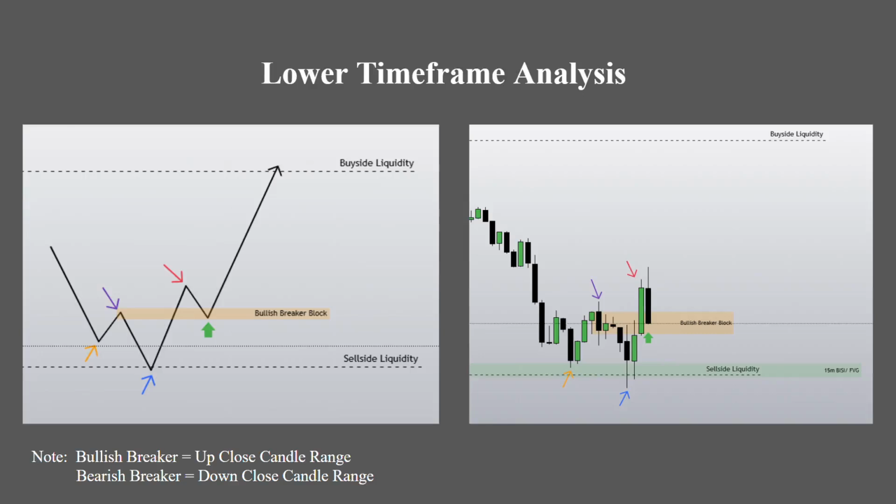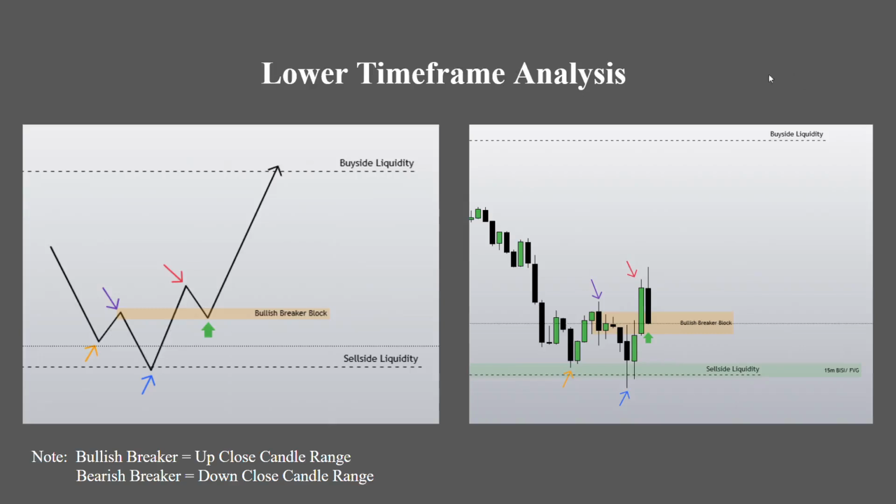That initial swing low it makes before making the higher high and breaking through the initial swing low, you look for the down close candle that is leading that initial swing low, and you form the box around it from the wick's top to the wick's bottom. That is the breaker block.